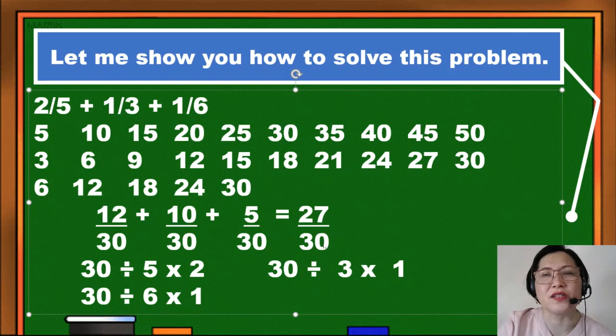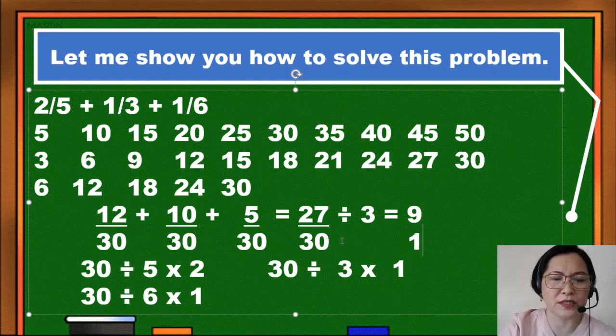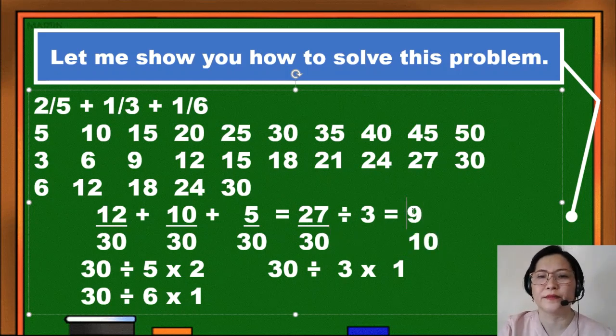Which is its greatest common factor? Very good. The answer is 3. The greatest common factor of 27 and 30 is 3. So 27 divided by 3 is 9. And 30 divided by 3 is 10.